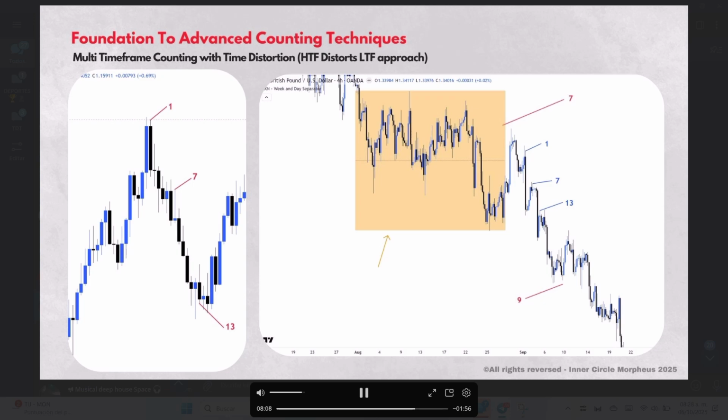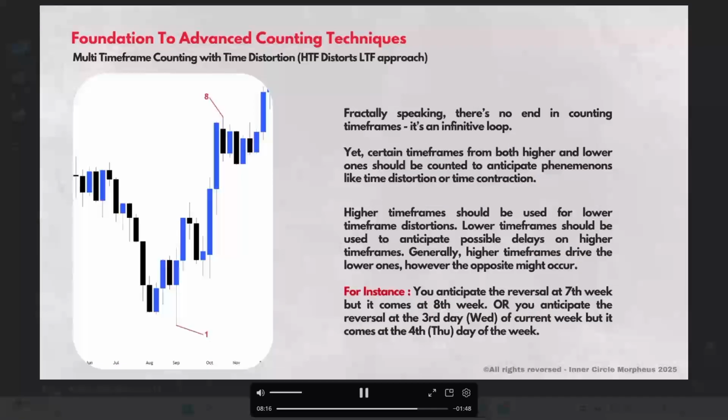Remember, the probability of time expansion is greater as the numbers converge with each other. Oops, I've just dropped a gem. Fractally speaking, there's no end in counting time frames. It's an infinite loop. Yet certain time frames from both higher and lower ones should be counted to anticipate phenomena like time distortion or time contraction.